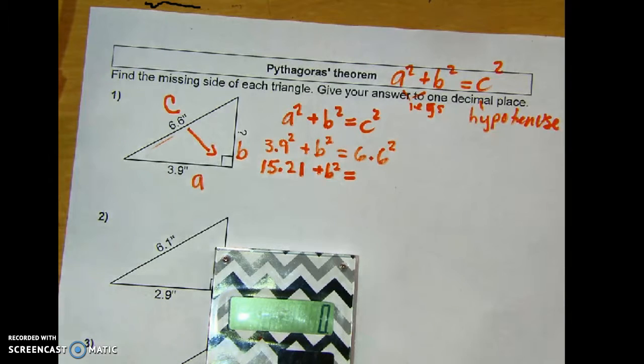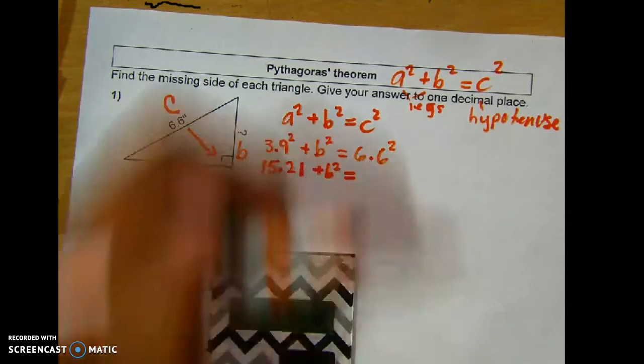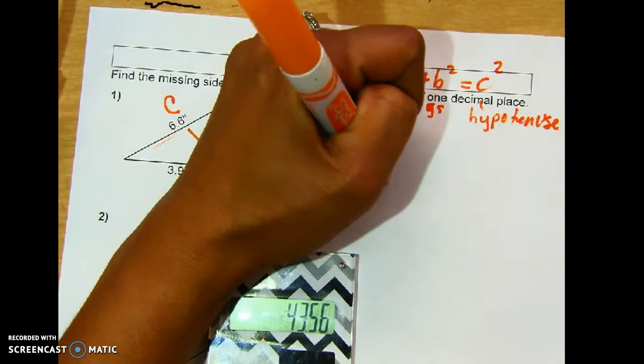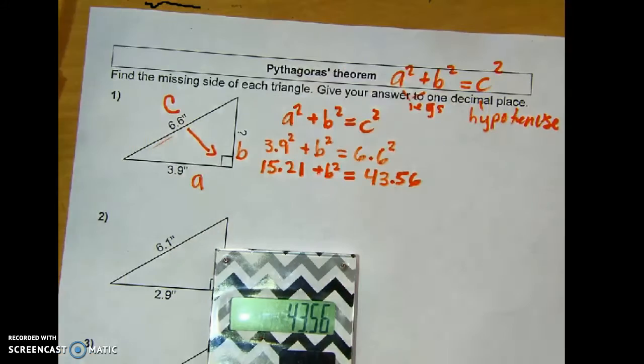So we're going to clear our calculator. We're going to do 6.6 times 6.6, and we're going to get the answer of 43.56. Now, these are our answers of what we squared, but we need to find the missing leg, which is right here.